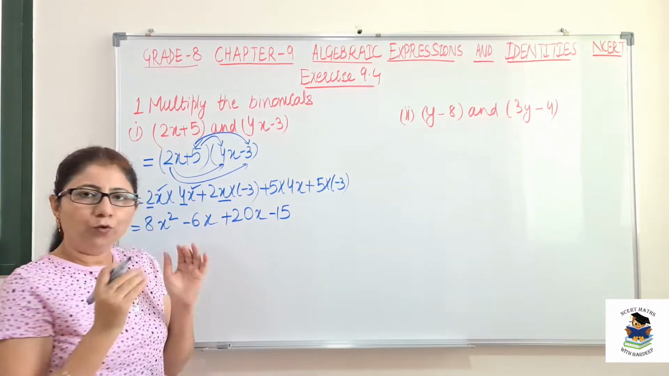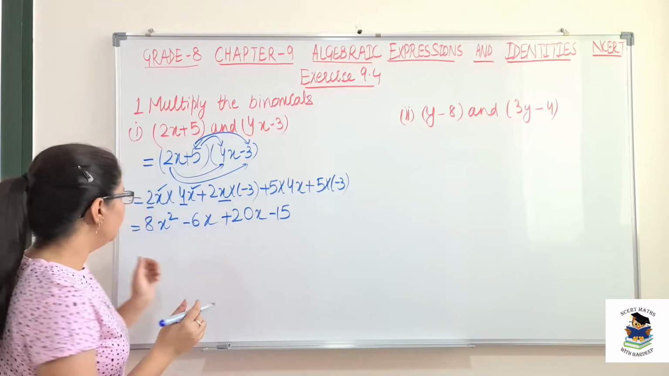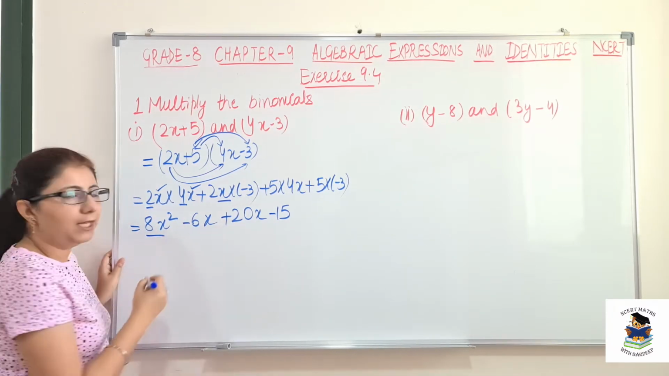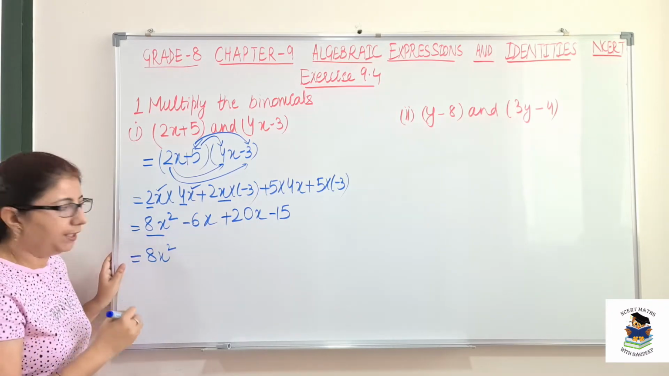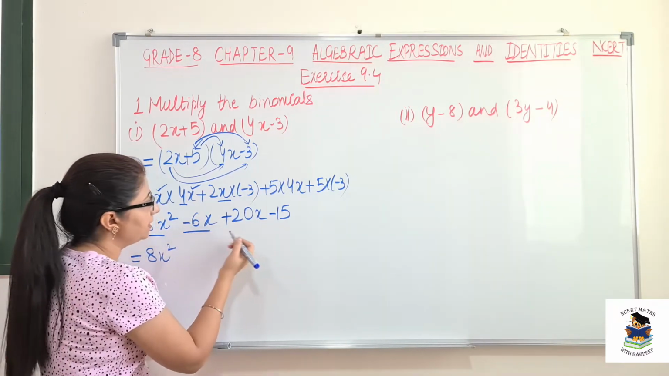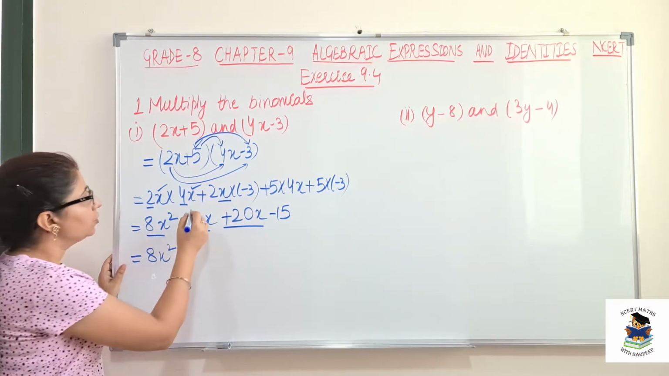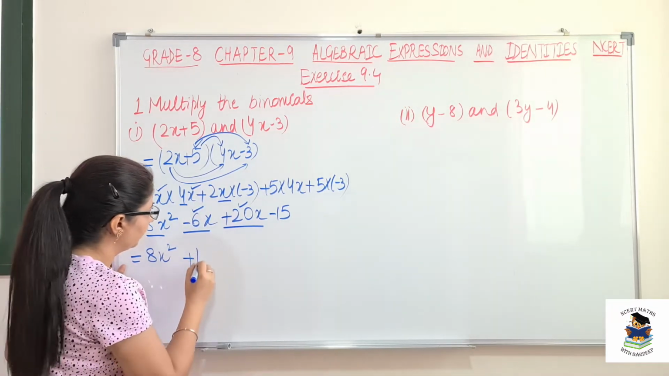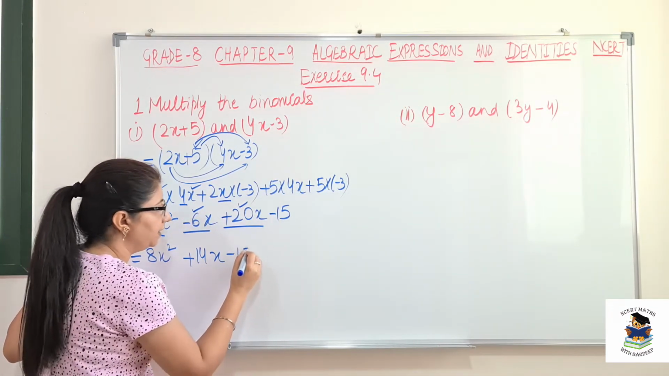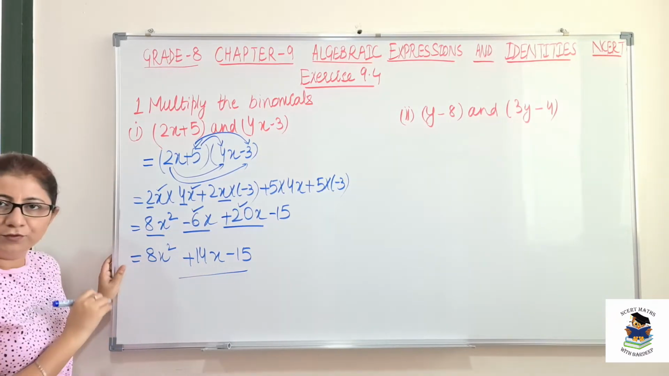After this step, what we should do? We will check if there are any like terms, and we will combine them. So here there is no like term for 8x square, so I will write 8x square. Now second is minus 6x and plus 20x. So these both are like terms. So minus 6 plus 20 will give me plus 14x, and minus 15 as it is. So this is the solution of first part.